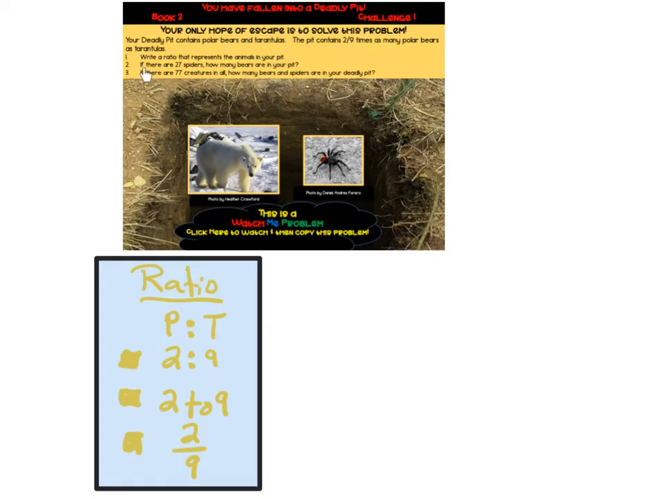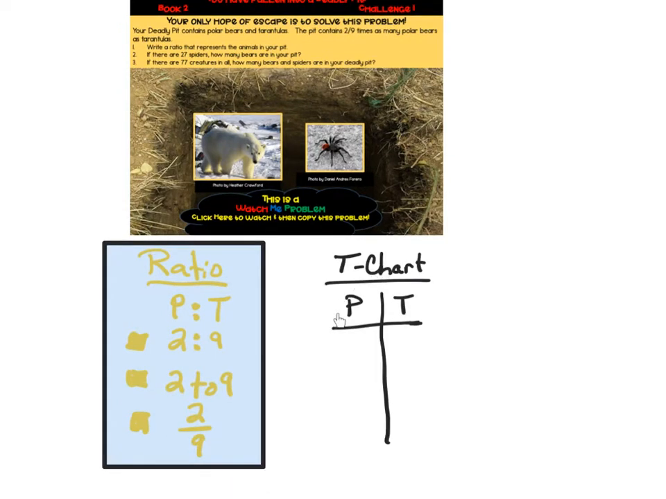All right, so now we've got a problem. If there are 27 spiders right here, how many bears are in your pit? So in this case, we want to use the trusty T-chart. Alrighty, so here we go. I've got my T-chart set up with my big old T, and then I got P for polar bear right here, and I've got T for tarantula right here.